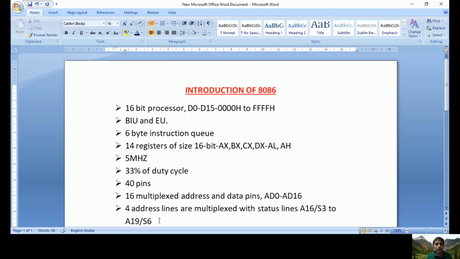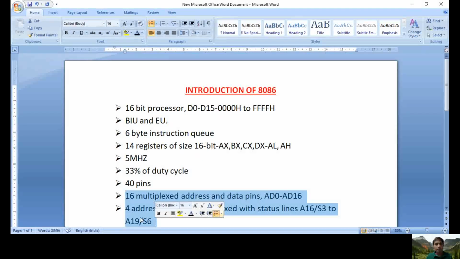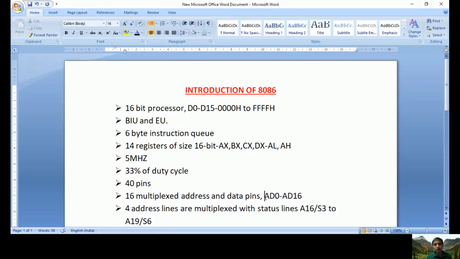Finally, a total of 16 multiplexed address and data lines are present, and 4 address and status lines are present. So a total of 20 multiplexed lines are present. In order to separate these multiplexed lines into pure address lines, we use latches. But generally each latch can separate only 8 lines into pure address lines. But here a total of 20 address lines are present, so we need 3 latches.